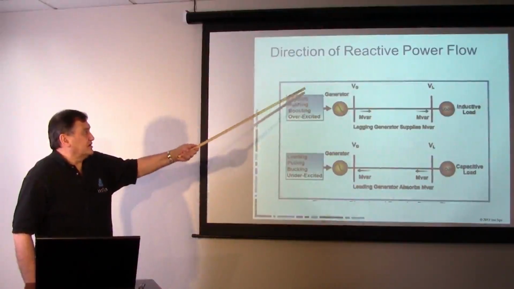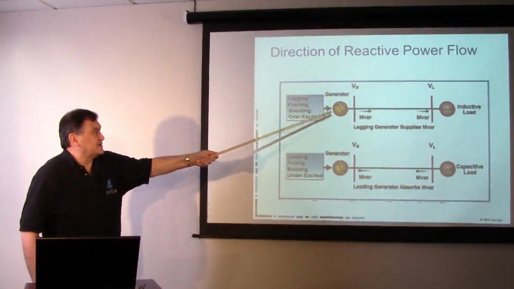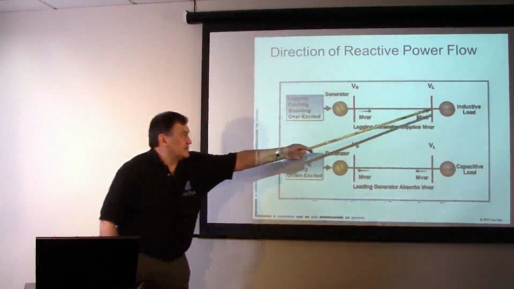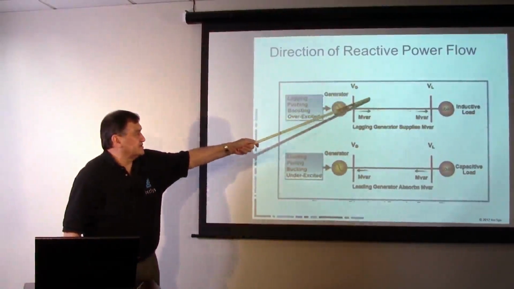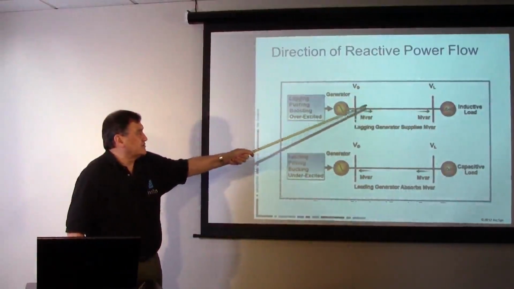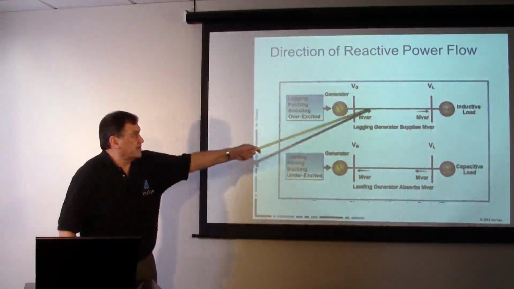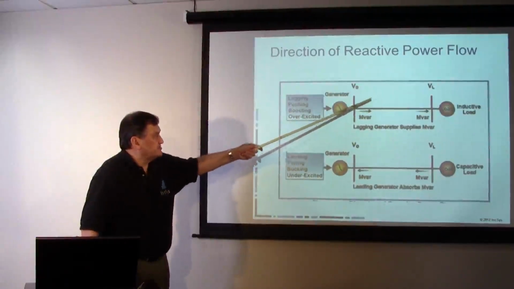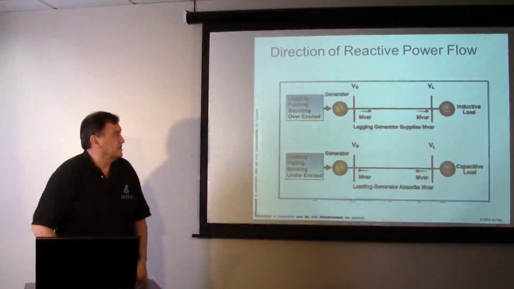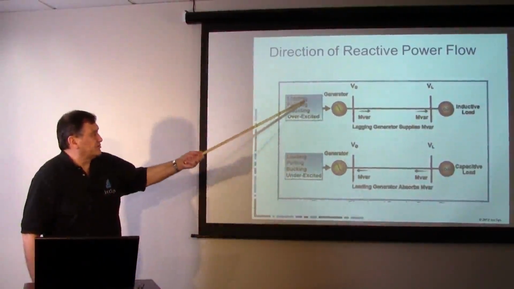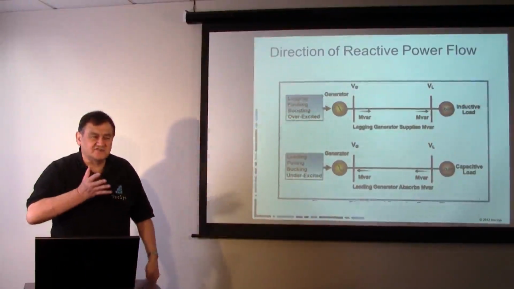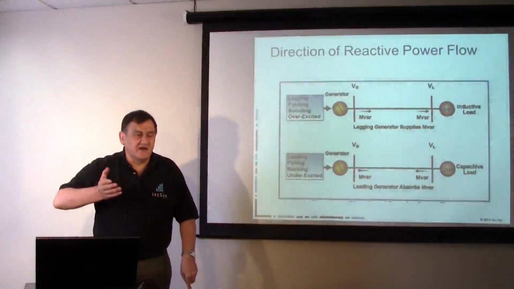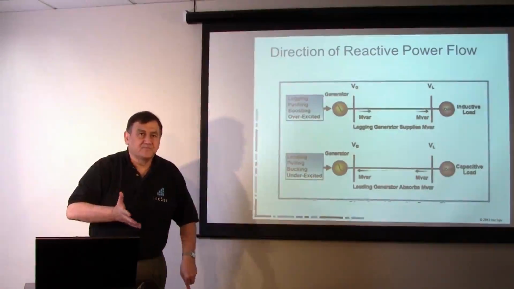Now, it's lagging in terms of the fact that it's serving a lagging load, and the voltage is actually leading the current, or the current is actually lagging. So the voltage is actually ahead of the current. And so it's important to realize the reference that the generator is lagging, but that is in terms of the fact that that generator is now serving a lagging inductive load.